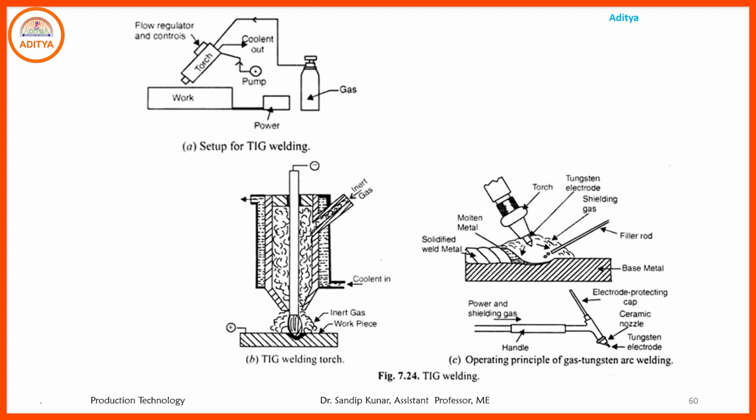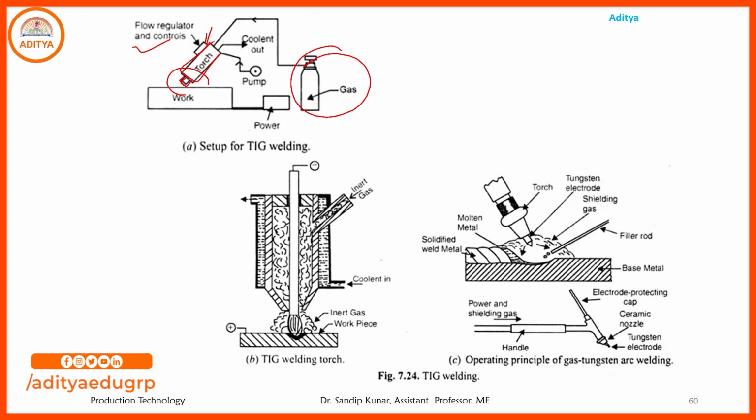Now first, the setup of TIG welding. Here the gas supply unit is the inert gas supply unit, and through the torch that gas creates a shielding zone for the welding operation. That is the torch, and that is the tip. The flow regulator is connected, and controls are connected to the torch also. That is the power supply: one end is connected to the workpiece and the other end is connected to the electrode.